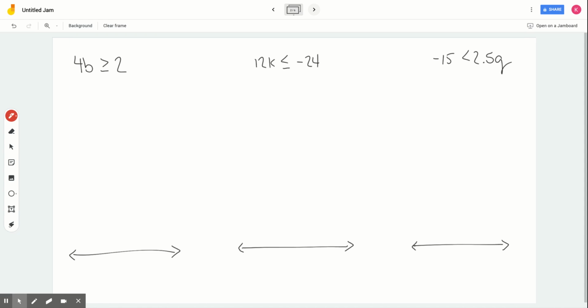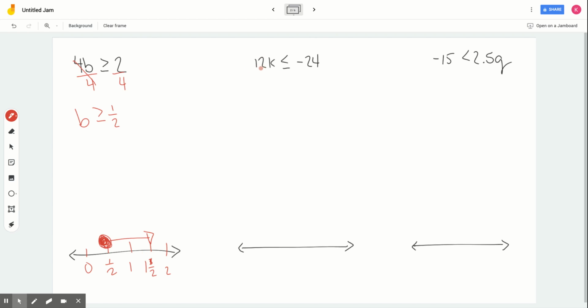So here we have 4b is greater than or equal to 2. We know that 4 and b are being multiplied, so the opposite is to divide. 2 divided by 4 is 1/2. So b is greater than or equal to 1/2. Greater than or equal to, we know that we need a closed circle. Greater than tells us that we shade to the right.